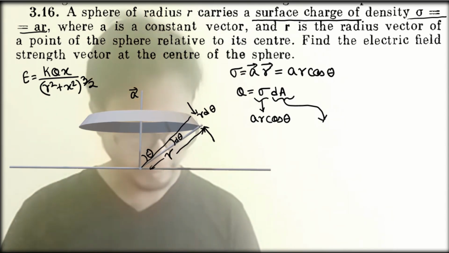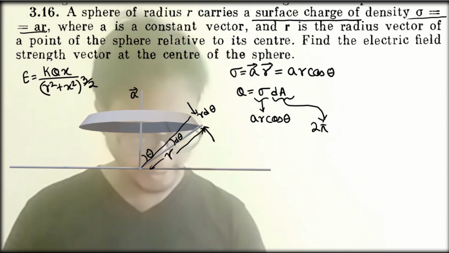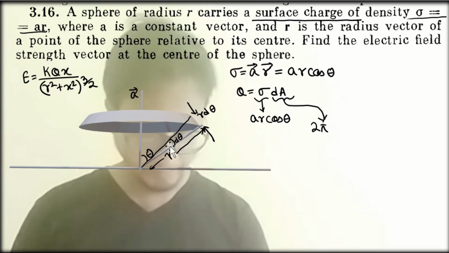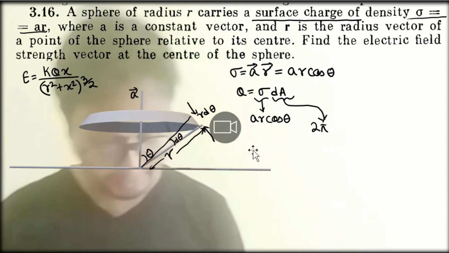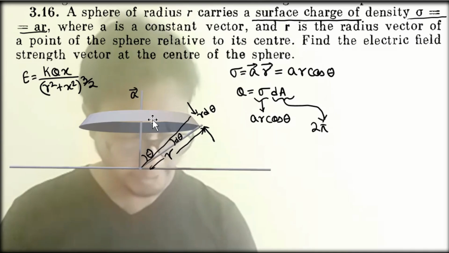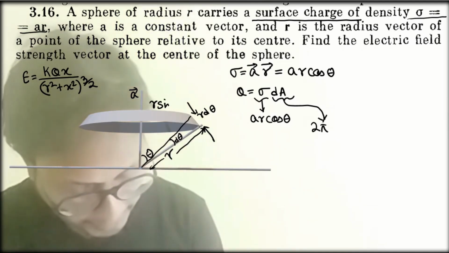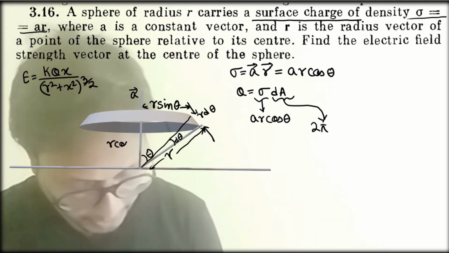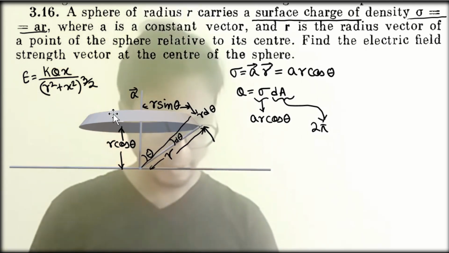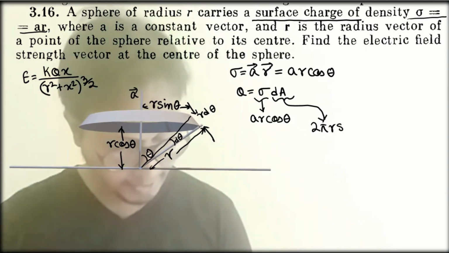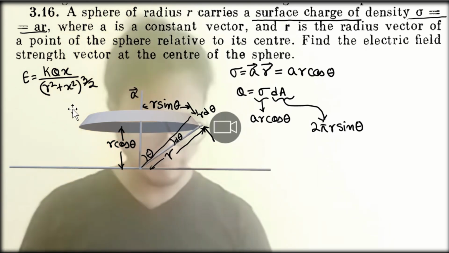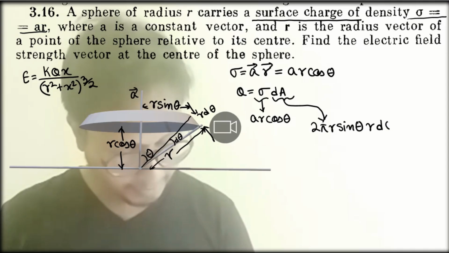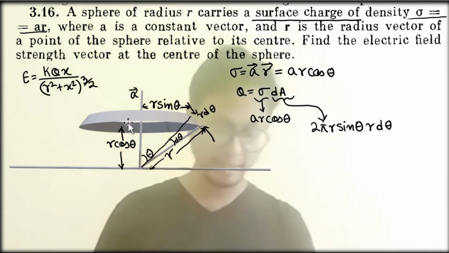But the area of the ring would be 2 pi into the radius of this ring. What is the radius of this ring? See, if this is the radius, this much distance would be R sine theta, and this much distance is nothing but R cos theta. So 2 pi R sine theta is the perimeter of this ring, into length. Length is nothing but R d theta, which is the elemental area of this ring.